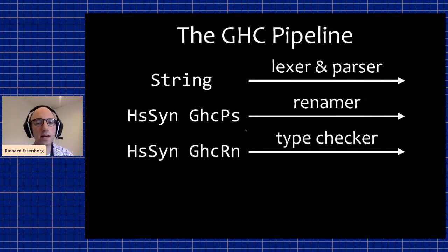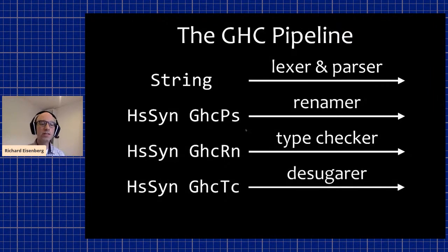And after renaming, we get to HsSyn GhcRn. So again, this is the same data structure, but now it's tailored slightly differently to be suitable for post-renaming. So now we have a little bit more information about names and some other things, like free variables are stored here. Then after we rename, we type check, right? So this is when we find any remaining errors in your program, and that produces HsSyn GhcTc.